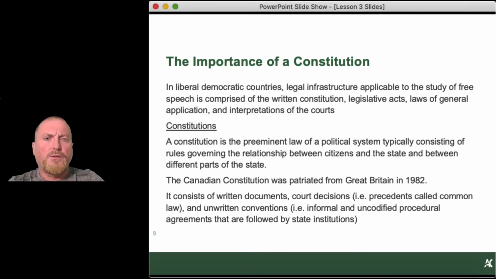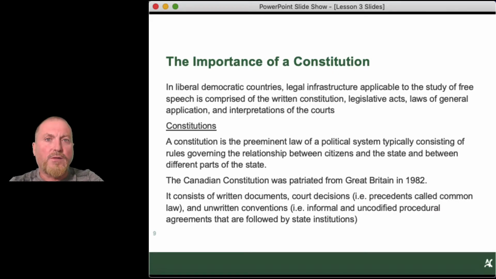So what is a constitution? Let's just recap. A constitution is the preeminent law of a political system, typically consisting of rules governing the relationship between citizens and the state, okay, and between different parts of the state. Okay, why is that important? Well, constitutions are primarily designed to protect the citizenry from power overreach by government, by the state. All right, that's primarily what a constitution tries to achieve. It protects citizens from their own government if that government power was to be abused.